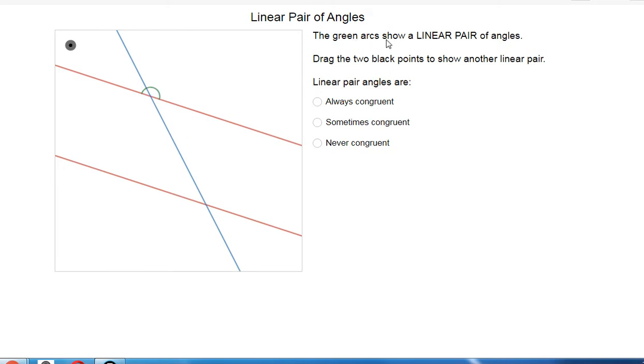The green arc shows a linear pair of angles. So we have this green arc, linear pair. Linear means this angle and this angle are going to add up to 180 degrees. It says drag the two points to show another linear pair. So there's one and there's another, in that same position. Or we could have said this side and this side are a linear pair, or this side and this side are a linear pair.